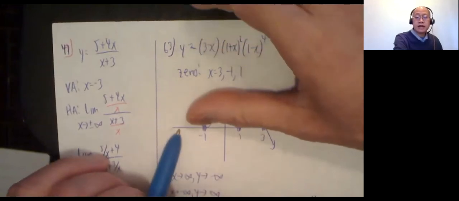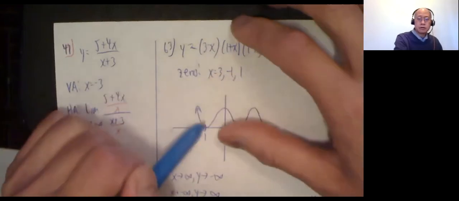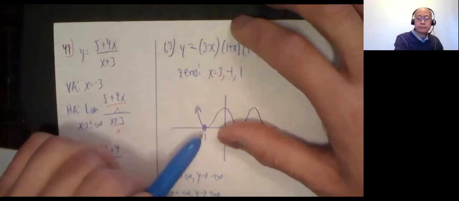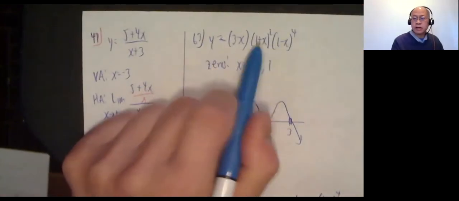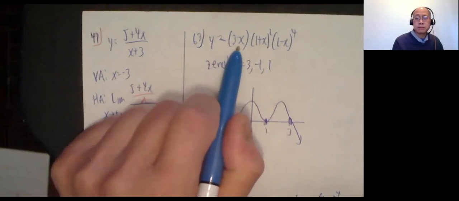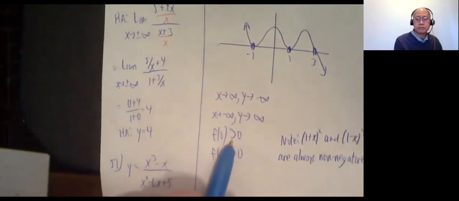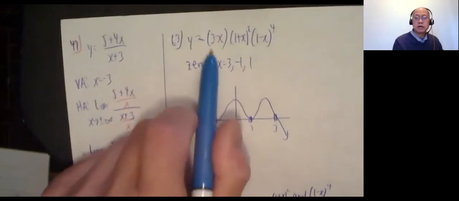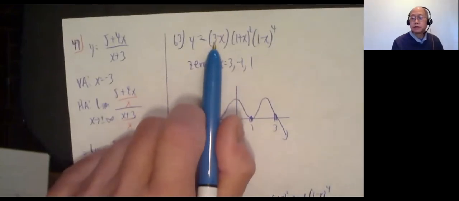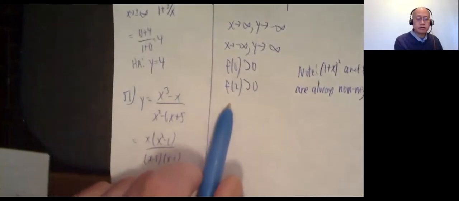Pick something over here like -2. 3 minus a -2 is positive. These are already positive, so it goes up. At 0, don't even look at these. They're already positive. 3 minus 0, positive, goes up. In other words, f of 0 is greater than 0. About here, 2: 3 minus 2 is positive. That's already positive. So again, it goes up. f of 2 is greater than 0.